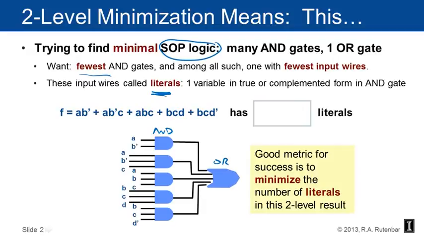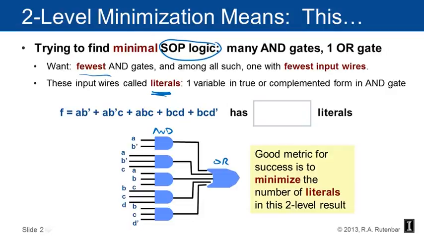So I give you this little Boolean function below. F is AB bar plus AB bar C plus ABC plus BCD plus BCD bar. And then I've drawn it below as a logic network. There's 5 AND gates. 1, 2, 3, 4, 5 of them. The first one has AB bar as the input, then AB bar C as an input, ABC as an input, BCD as an input, BCD bar as an input.